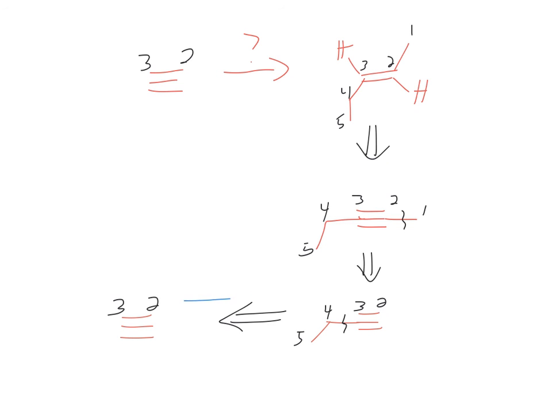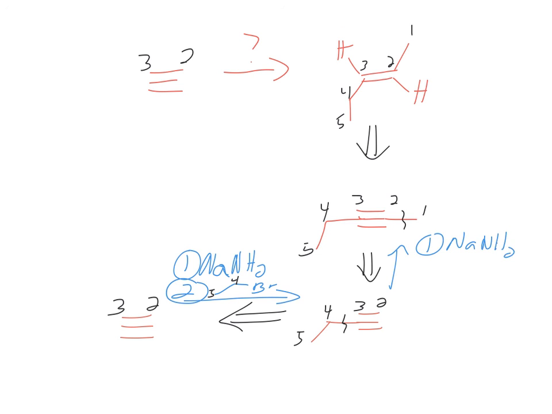So what reagents do we need going forward here? We need a strong base, so that's going to be NaNH2. And how many carbons are we adding in this step? Ethyl, so ethyl bromide. That would add carbons 5 and 4. Again, in this step, NaNH2 is fine, a strong base. How many carbons do we add in here? 1, methyl bromide. So that would be carbon 1 there.